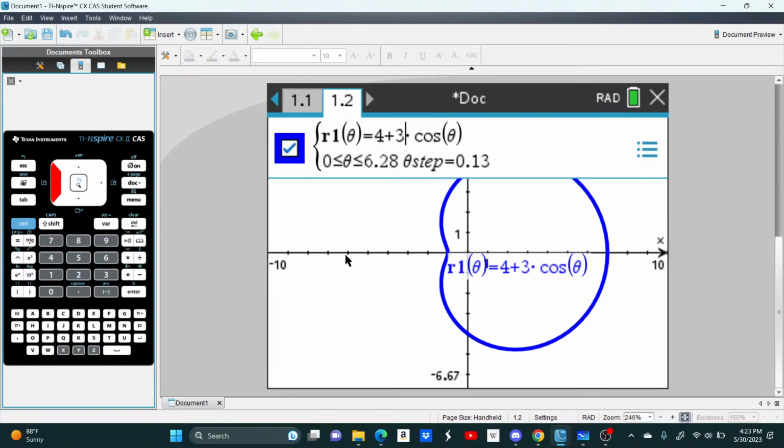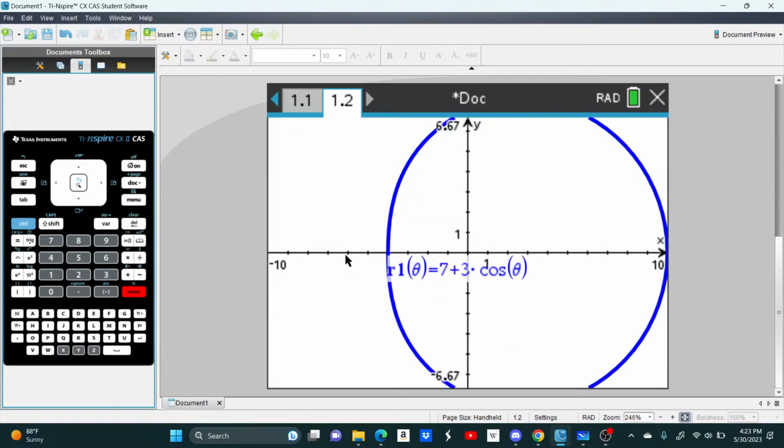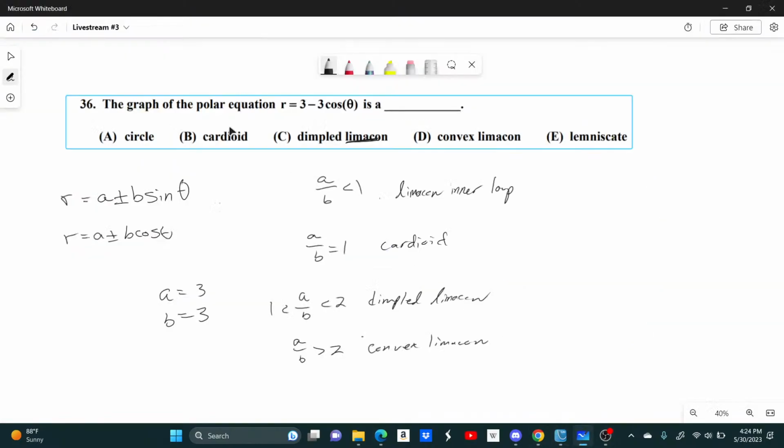Now if I change this so that a over b is greater than 2, so 7/3 is like 2.3, you can see it almost looks more like a circle than a dimpled limacon, than a limacon. And so this is called a convex limacon. So looking at what we have here, we have 3 and 3, so those are the same. And so we're going to have a cardioid.